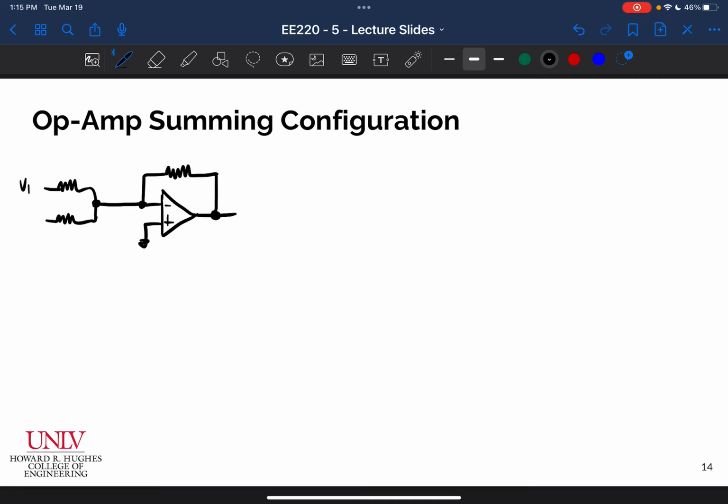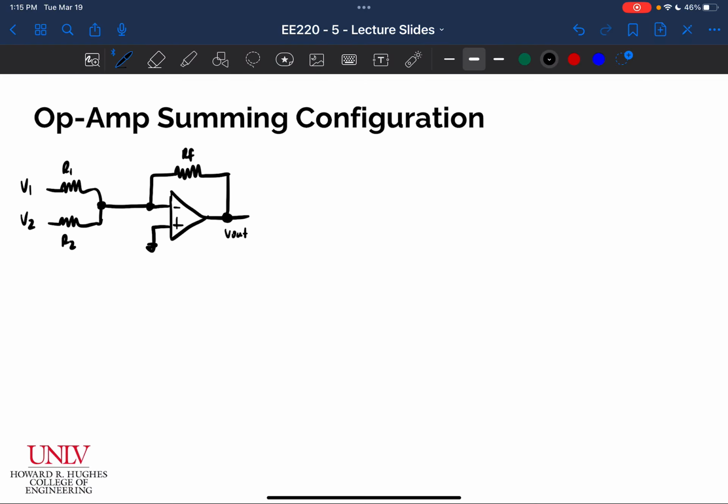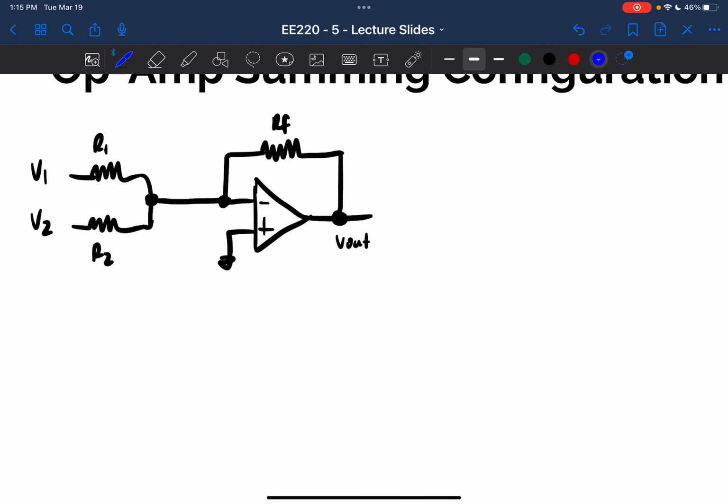And I'll call this V1 and this V2, some voltage inputs. I'll call this R1 and I'll call this R2. And then obviously this is my RF and this is my V out, okay? So right off the bat, we know that since this is 0 volts here, this is also 0 volts. And then I can perform KCL at this node to go ahead and solve my circuit like I've been doing.